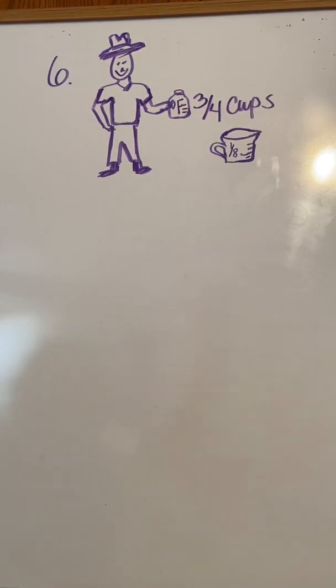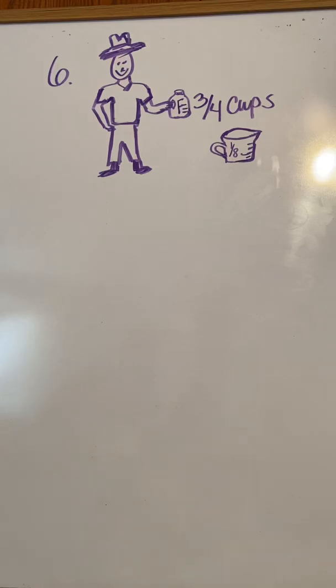Number 6 says, Mr. Jones has 3/4 cups of fertilizer. He will use a 1/8 cup measuring scoop to pour all of the fertilizer onto his plants. How many times will Mr. Jones fill his measuring scoop with fertilizer?